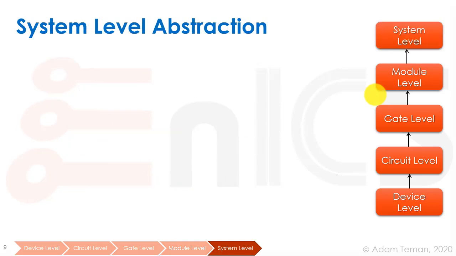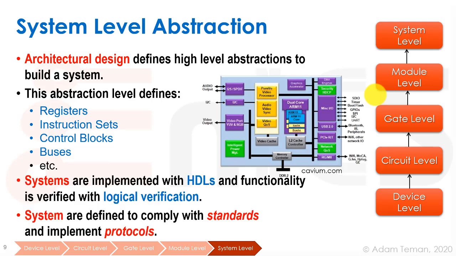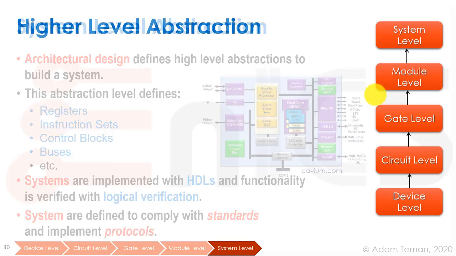Finally, we get to the system level abstraction. And usually we draw an architecture of the whole system. This is a type of a block diagram that defines the interfaces, it defines the registers, the instructions that we can use, the control blocks, the buses, etc. Systems are usually implemented again with some sort of hardware description language. There can be higher level description languages such as SystemC that can be used for this. We usually verify the functionality with logical verification. We can also have different simulation frameworks above that. Systems are defined to comply with standards and to implement protocols.